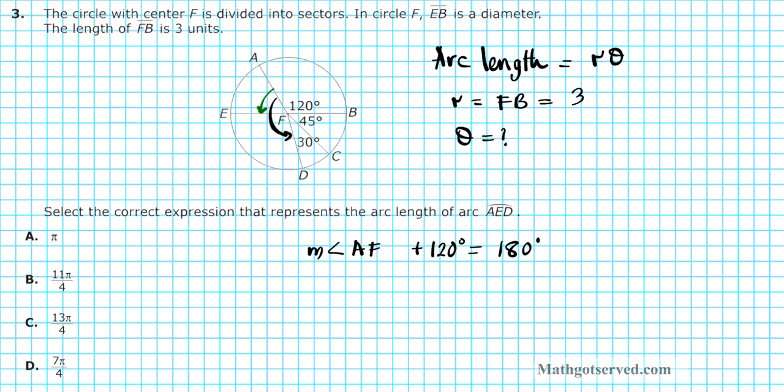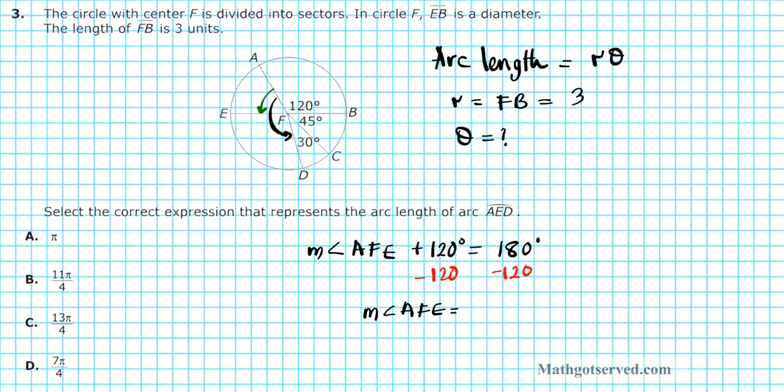So how do we get the measure of angle AFE? We'll simply subtract 120 from 180 degrees, and that will give us the angle AFE. All right, let's go ahead and do that. So we'll subtract 120 from both sides. Some of you already know what the answer is because you're really smart, and you can just do all this hard math in your head.